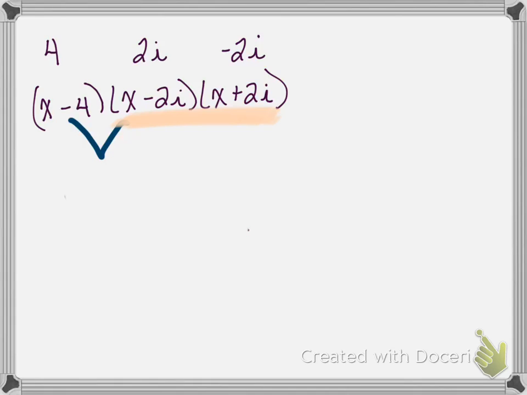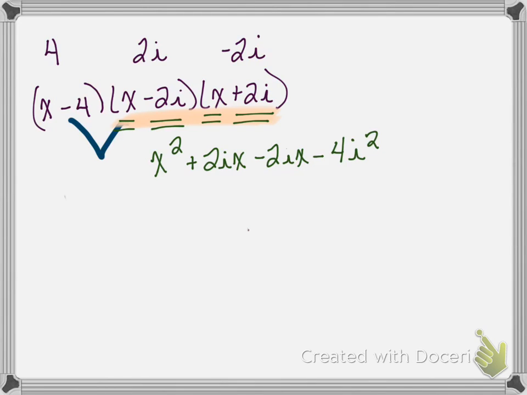When I multiply x minus 2i times x plus 2i, I'm doing the FOIL, so I have x times x, which gives me x squared. x times positive 2i is 2ix. Negative 2i times x is minus 2ix. Hopefully you noticed that we are going to be able to cancel those out, and that is what we want. Then I have negative 2i times positive 2i, which gives me negative 4i squared. So the middle terms cancel, and that is how conjugates work. That's the difference of perfect squares. Then I'm left with negative 4i squared.